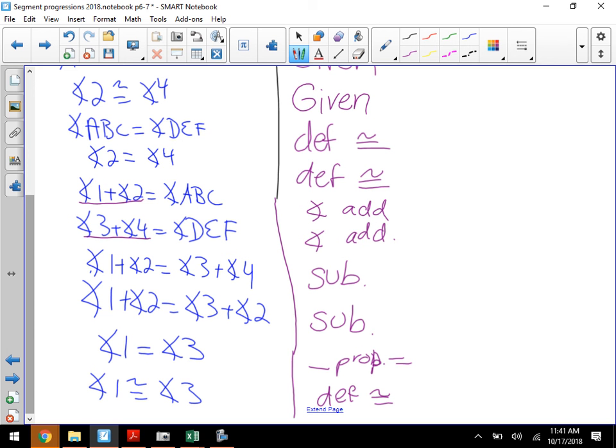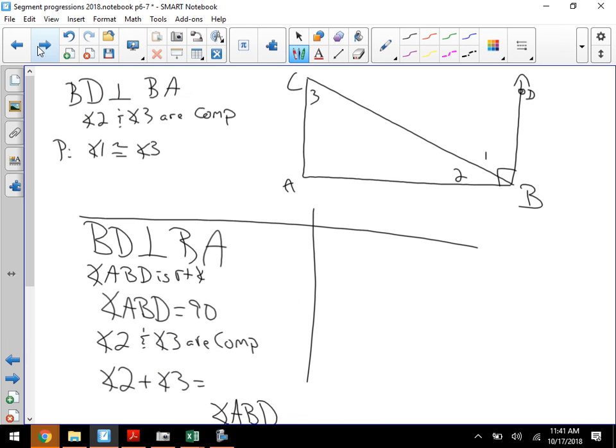All right, does everyone have that down? One more. We're going to flip your pages over. We're looking at this one now. So it says BD is perpendicular to BA. Angle 2 and angle 3 are complementary.